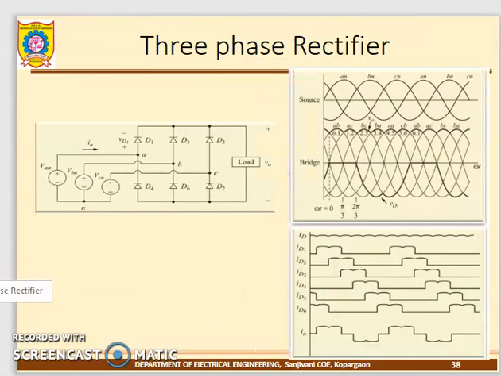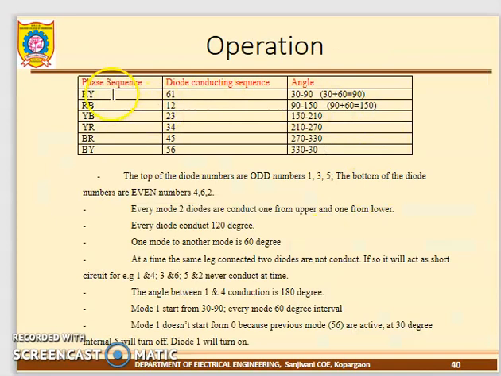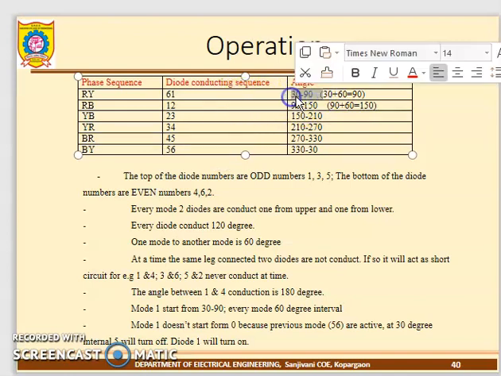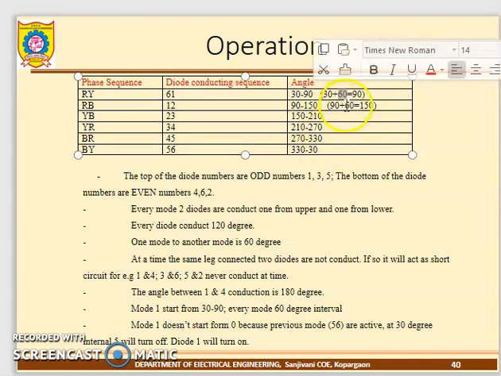Okay, coming to the points about the operation of this three-phase rectifier. How is it going to operate? You can see the tabulation. There are 6 steps, consecutive steps. In each step two diodes are operated. What is the angle of conduction? This is the angle of conduction, starting and ending. In the first mode, it is the conduction period. What is the duration? It is a 60 degree duration. Each mode has a duration of 60 degrees.